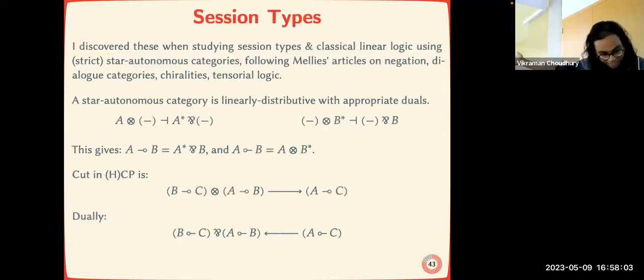There's a connection with session types, which is how I initially started thinking about them. In session types, there are 2 kinds of functions. One is A star par B, and the other is A tensor B star. And when you do programming in CP, you do cut, which is the composition forwards. But you can also dualize this, and you get a program in session types, which does exactly this. So that's another thread.